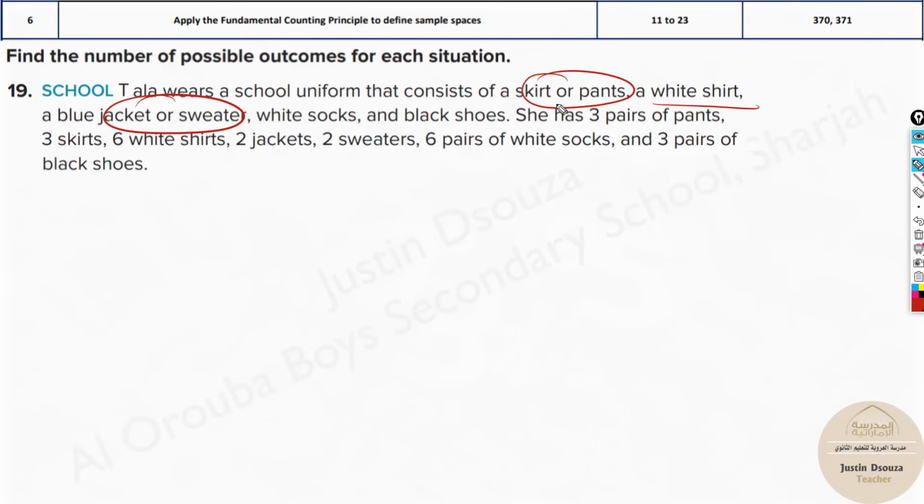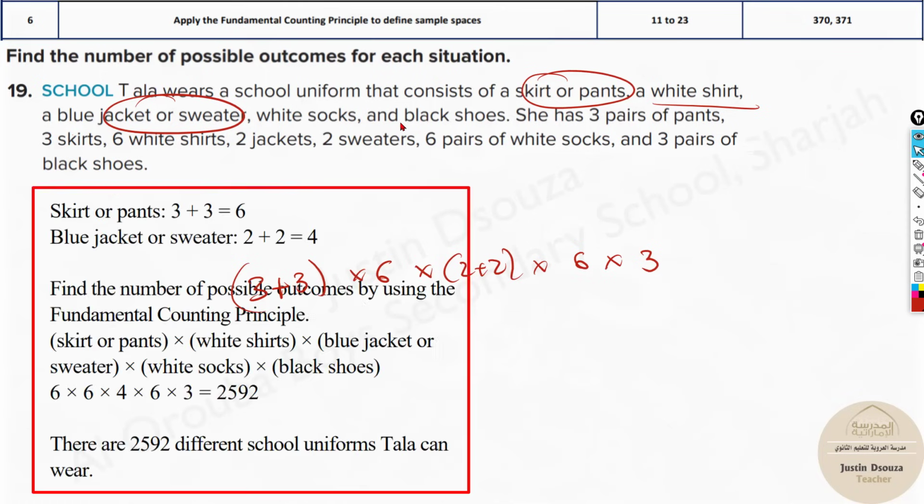So what you can do over here is take skirts or pants as one category. Pants is 3, skirts is also 3. Multiply it with the number of shirts. Then multiply it with jackets or sweaters. So it is 2 plus 2. Then multiply it with white socks and black shoes, they have told. So multiply it with 3. So these are all the possibilities. Here they have not told white socks or black socks. They have told and, so you need to multiply.